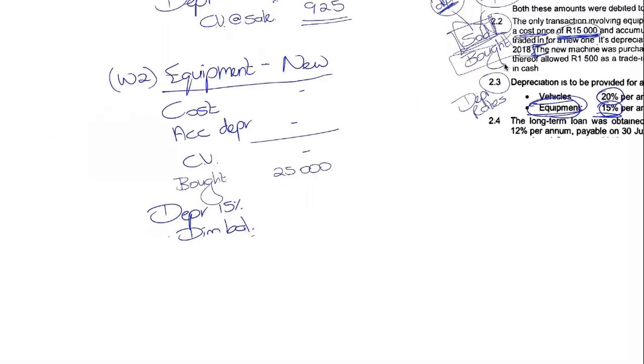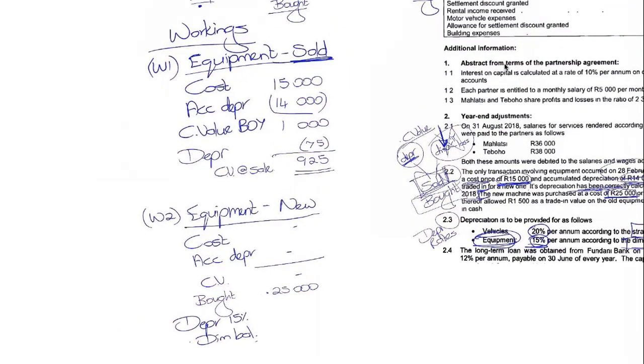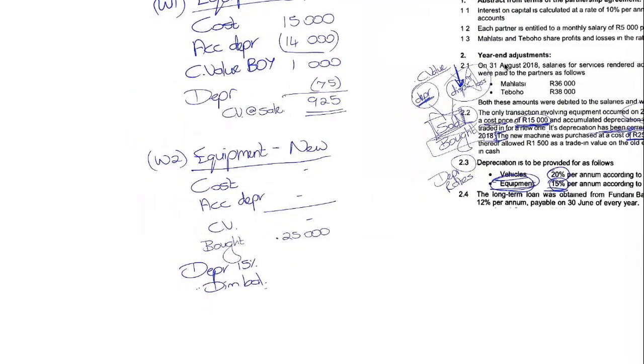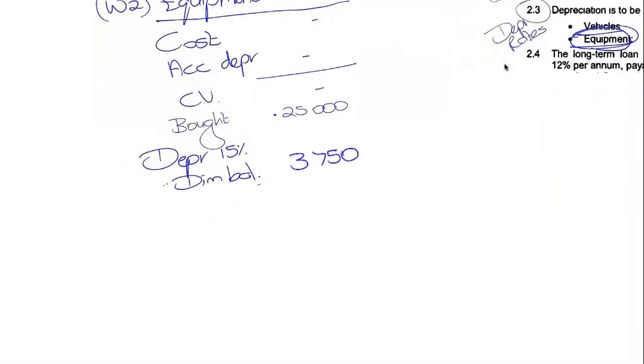Okay, so for our equipment that's new, we've bought it during the current year, right? Which means that there is no accumulated depreciation. So that's nice and simple, which means that there isn't actually a difference between our straight line and our diminishing balance at this point in time. Our cost is our carrying value. So our depreciation would be 3,750, right? I've bought the asset for 25,000. My depreciation at 15% diminishing balance is 3,750, right? So that's my next step.